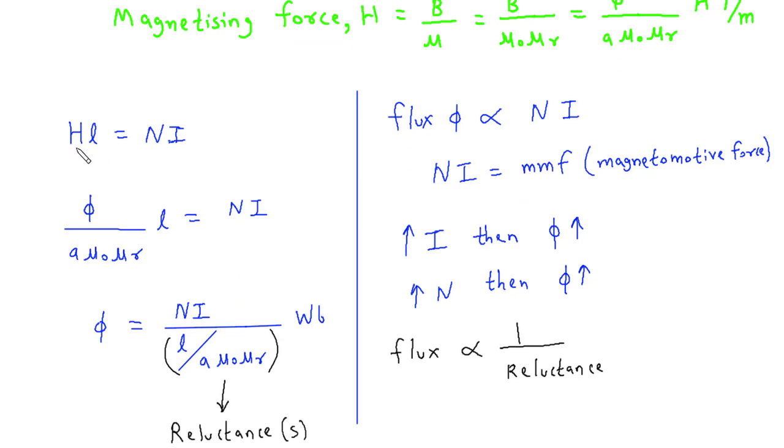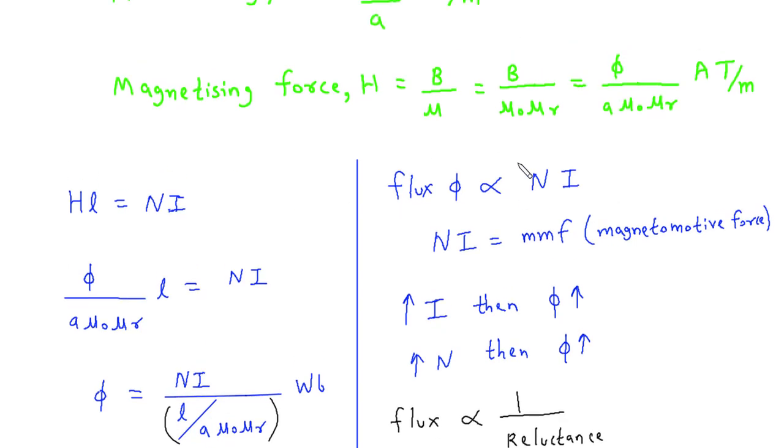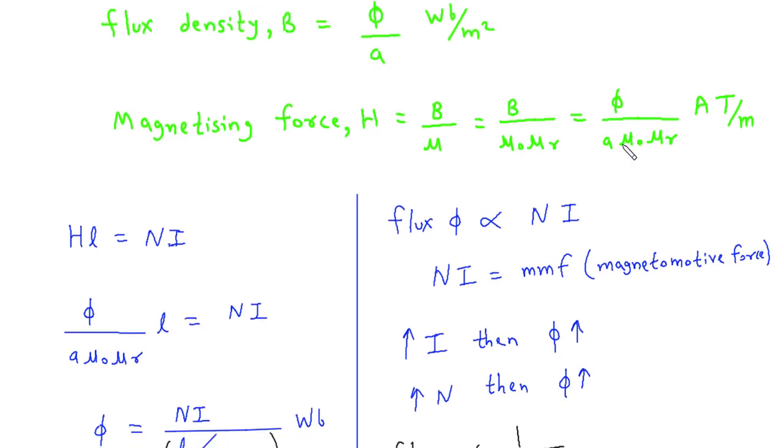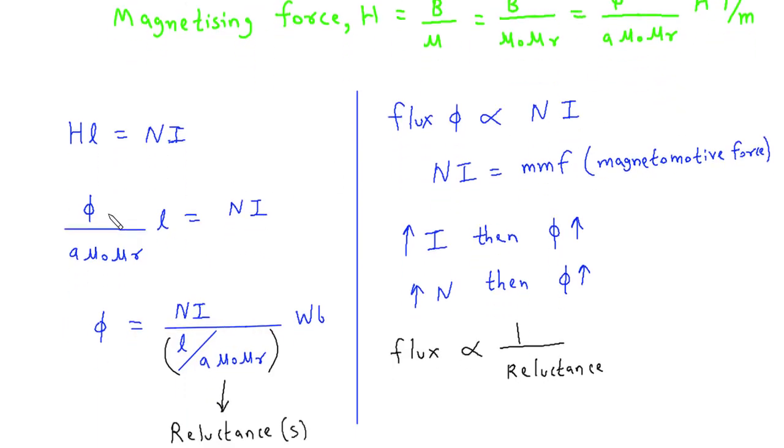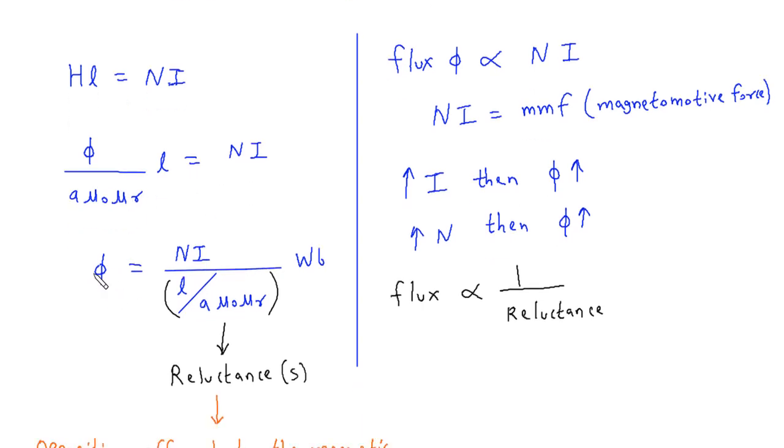Also, we know H is equal to Ni by L, or HL is equal to Ni. So if we replace the value of H by this formula, phi by A mu 0 mu r, we get phi by A mu 0 mu r L is equal to Ni. Now from this we get the value of phi, so phi is equal to Ni by L upon A mu 0 mu r.